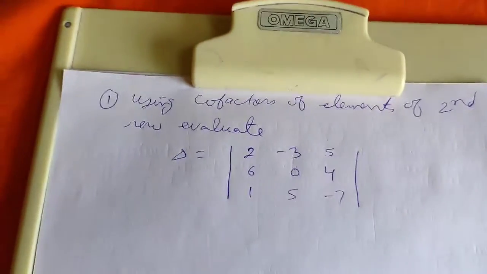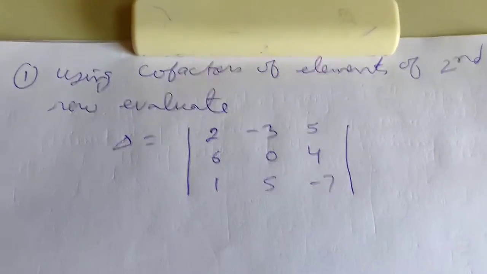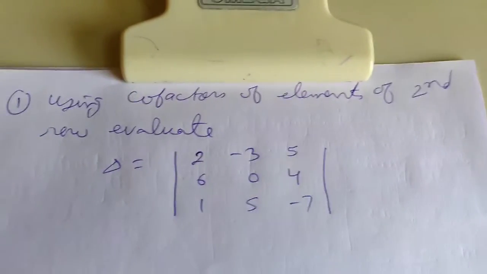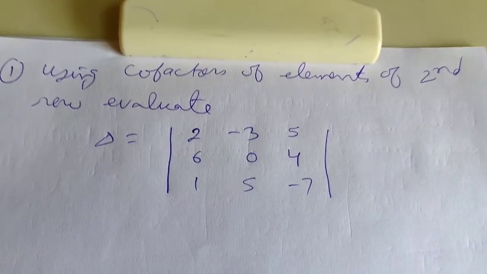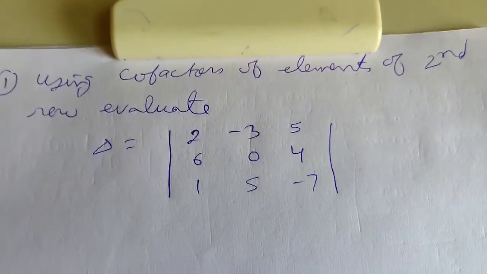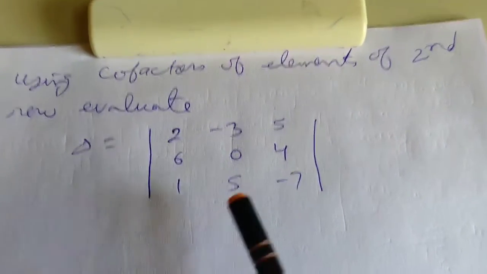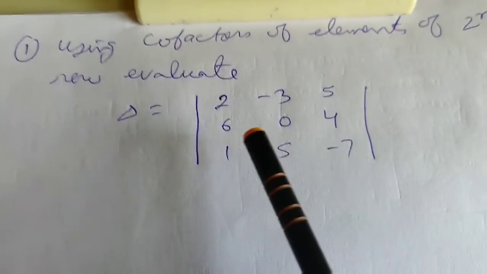Students, in this video we will learn how to find the value of a determinant using cofactors. Here we have to evaluate the value of the determinant using the cofactors of elements of the second row. So what is the second row?